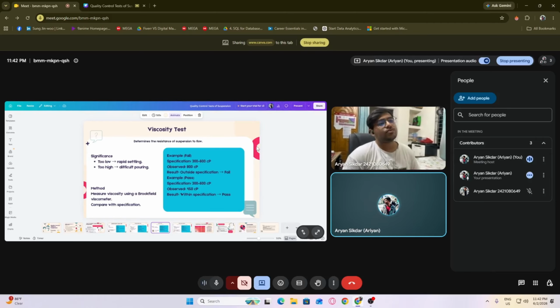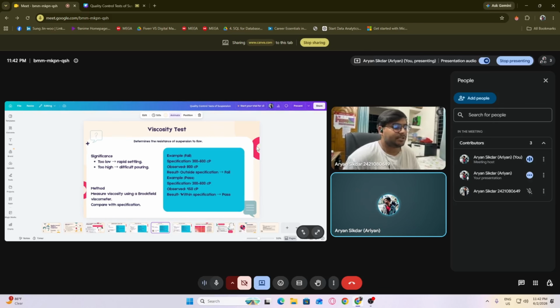So the next quality control test is the viscosity test. The purpose of this test is to determine the resistance of a suspension to flow. This is important because very low viscosity can cause rapid settling, while very high viscosity can make the suspension difficult to pour. Viscosity is measured using a Brookfield viscometer and the result is compared with the specified range.